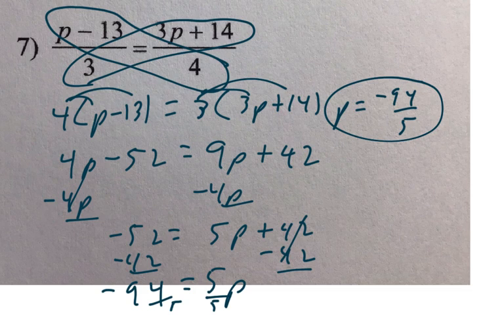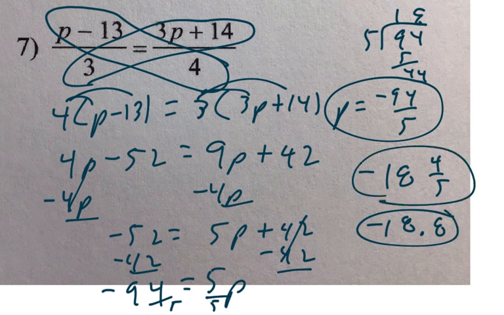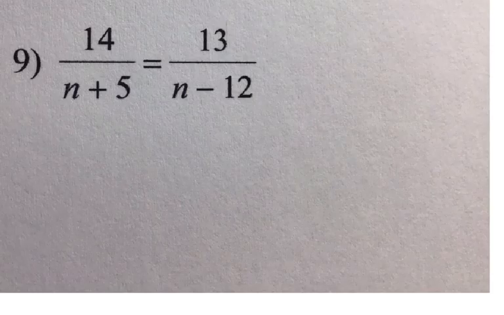I'm going to do it without a calculator, guys. So let's see here. 94 divided by 5. Let's see. 1 time. So negative 1, 44, 8, 40. So negative 18 and 4/5, or negative 18.8. So again, all 3 of these forms are the same number, right? We got improper fraction, mixed number, and decimal. All right, let's go on.